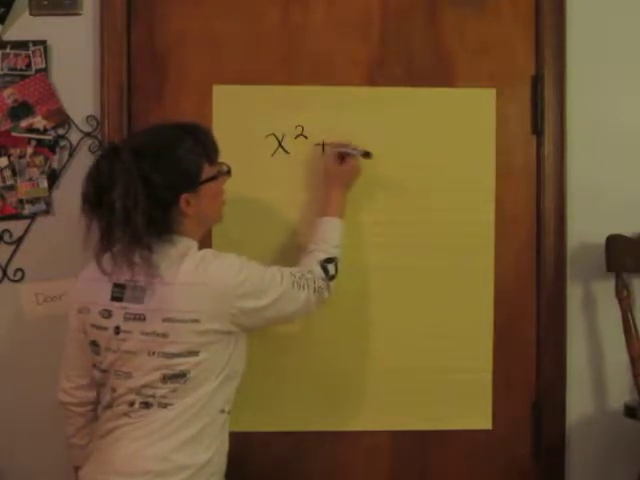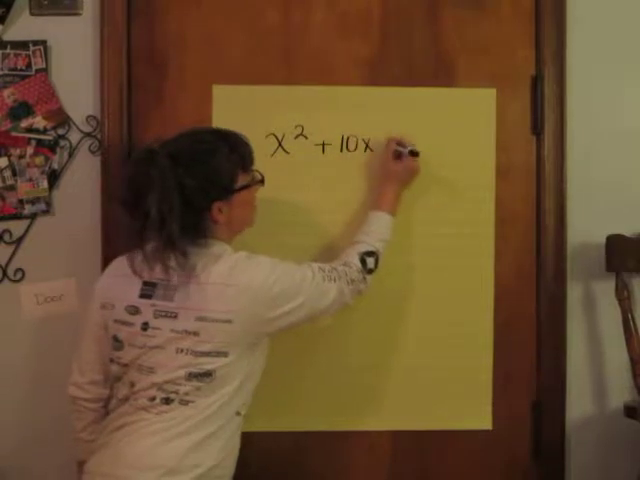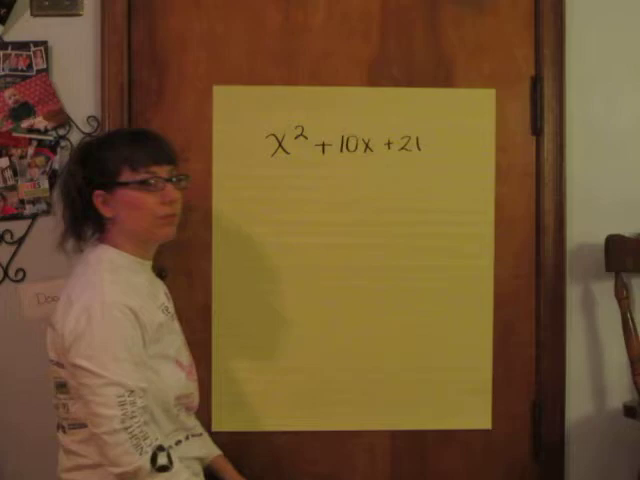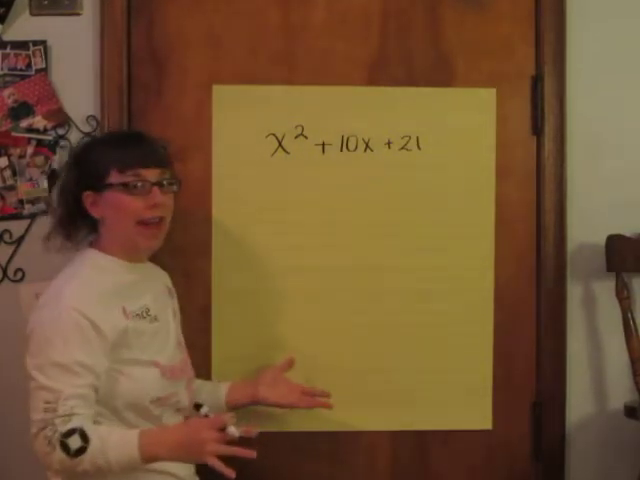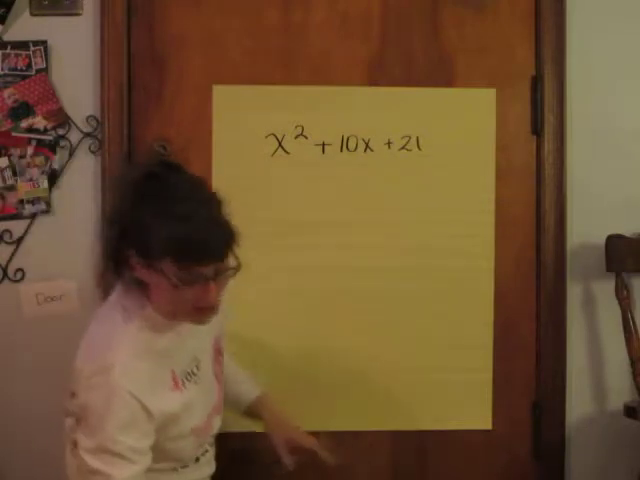X squared plus, let's see, 10x plus 21. And the directions say factor. You're on a placement test, you don't know how to factor, you're in trouble, you're not going to pass. So we have to make sure we know how to do this.